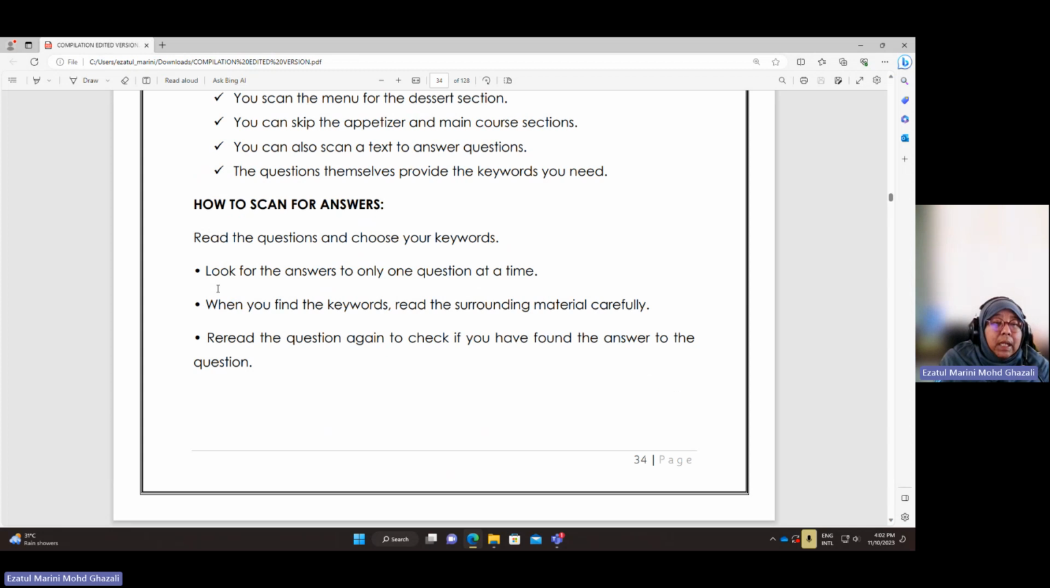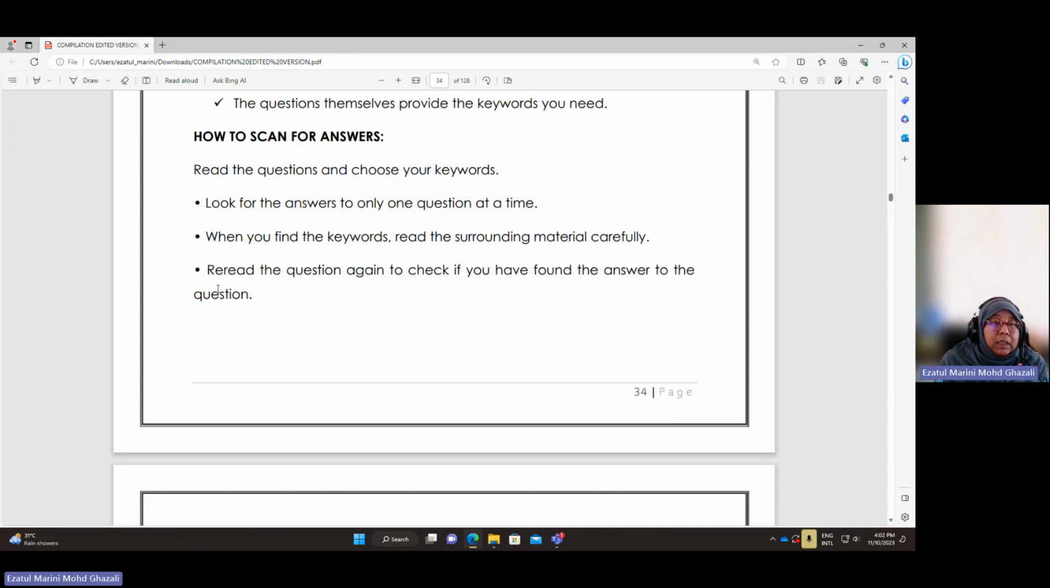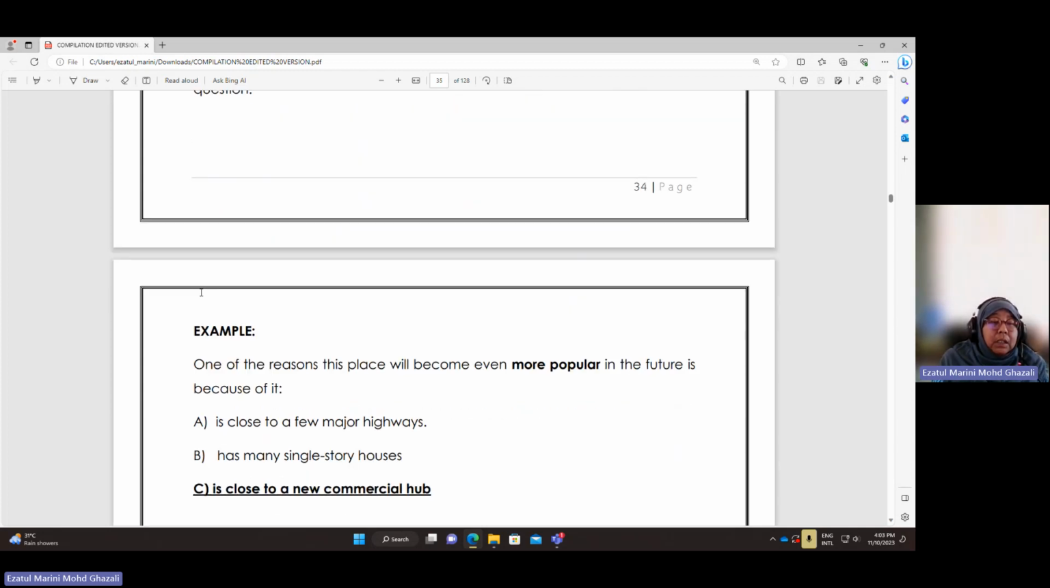Okay, how to scan for answers. Read the question and choose your keywords. Look for the answer to only one question at a time. Don't get mixed up. When you find the keywords, read the surrounding material very carefully and then reread the question to check if you have found the answer to the question.